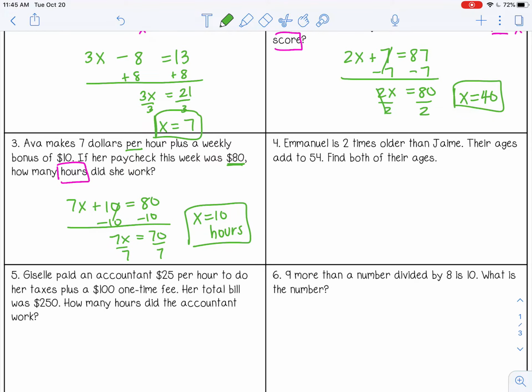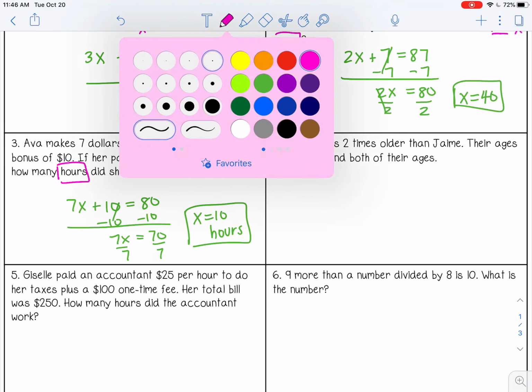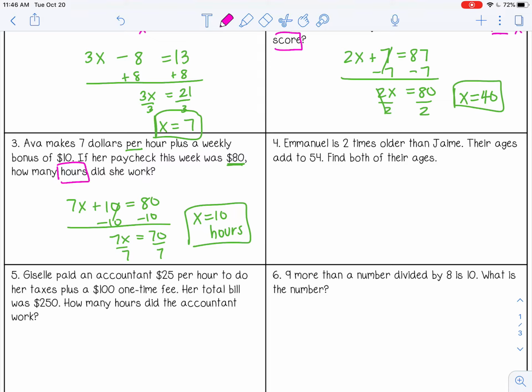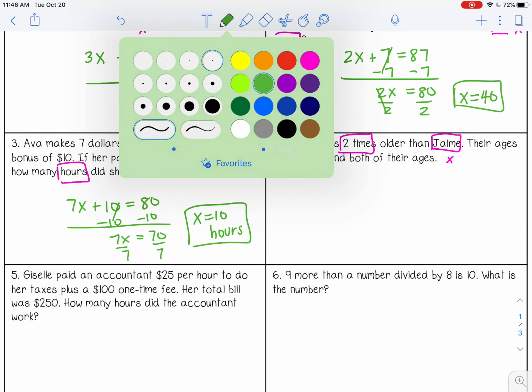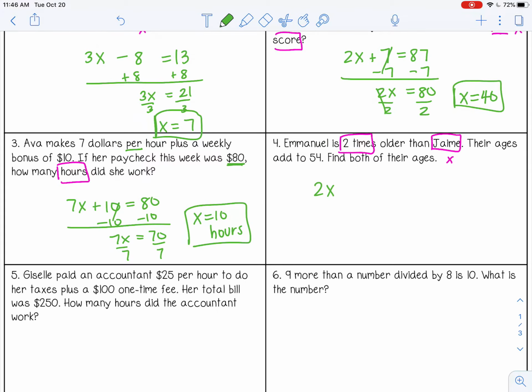Number 4, Emmanuel is 2 times older than Jamie. Their ages add to 54. Find both of their ages. Okay, so let's make Jamie our x, because we know Emmanuel is 2 times that. So 2 times x, that's Emmanuel's age.